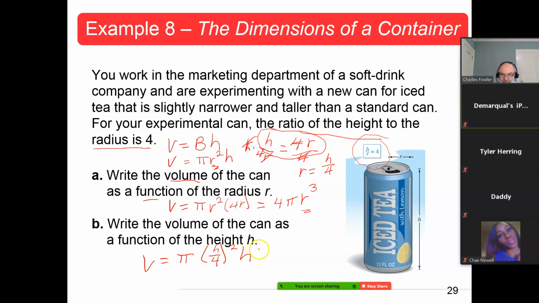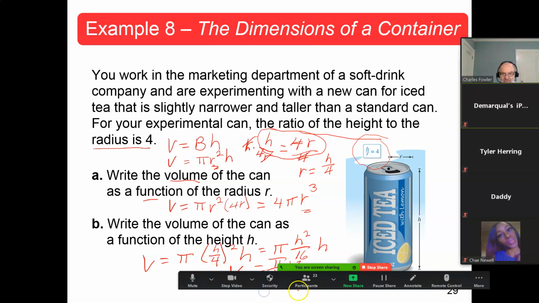So we take that one, and that will be pi, and we square h, you get h squared. Square 4, you get 16, and multiply it by h. Now let's get all the constants together: pi over 16 times h cubed. H squared times h is h cubed. So there's your volume as a function of height alone.